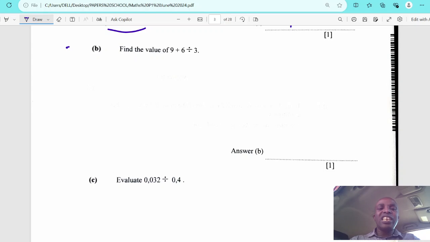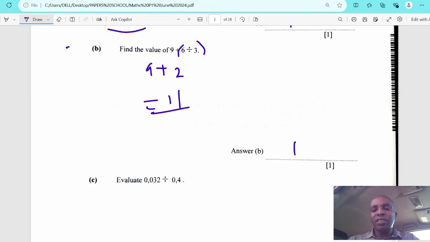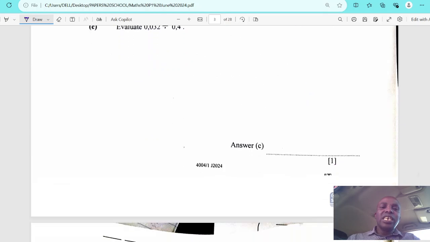Done. Next, find the value of this one. You apply BODMAS. You put this one inside the brackets. So you divide first before you add. So 6 divided by 3 is 2. So it will be 9 plus 2. 9 plus 2, it's 11. Done. Just like that.